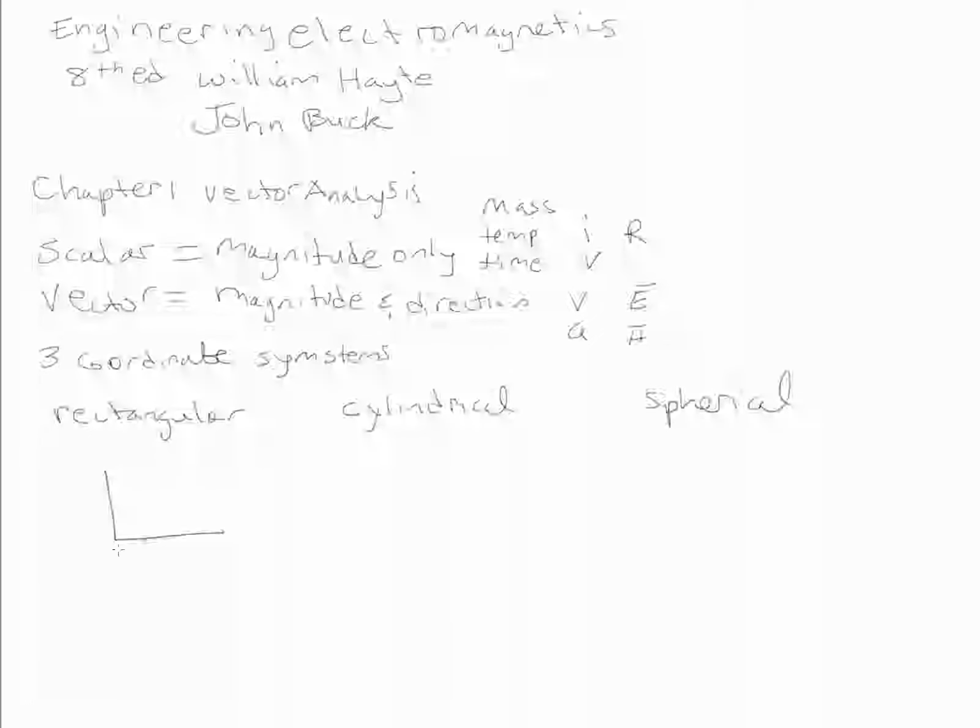Where a rectangular is you have x, y, and z, and you have some unit vectors, ax, and this would be ay, and this is az. So I used a little line across anything that's a vector, or he uses kind of boldface in the book, but I'll just use line.